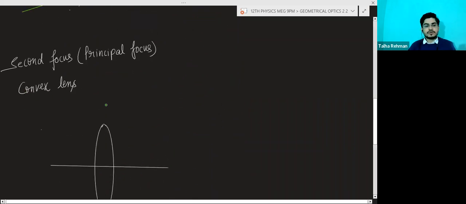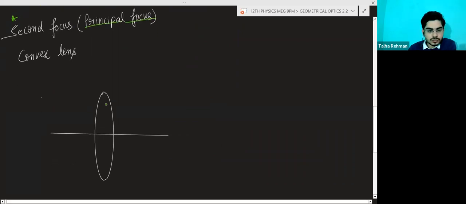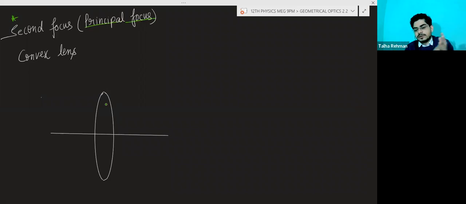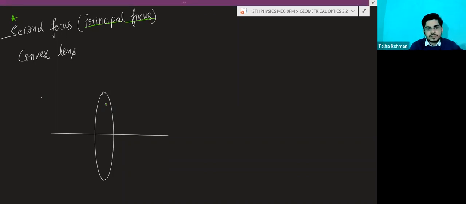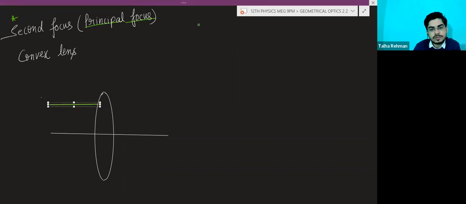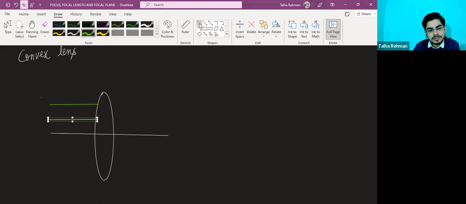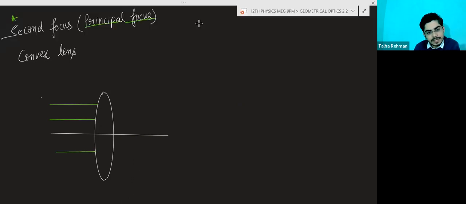Now the second focus. The second focus is more important, and this is also known as the principal focus. So what is the principal focus? Principal focus is a point where light rays parallel to the principal axis meet after refraction. Suppose there are light rays like this, each parallel to the principal axis.